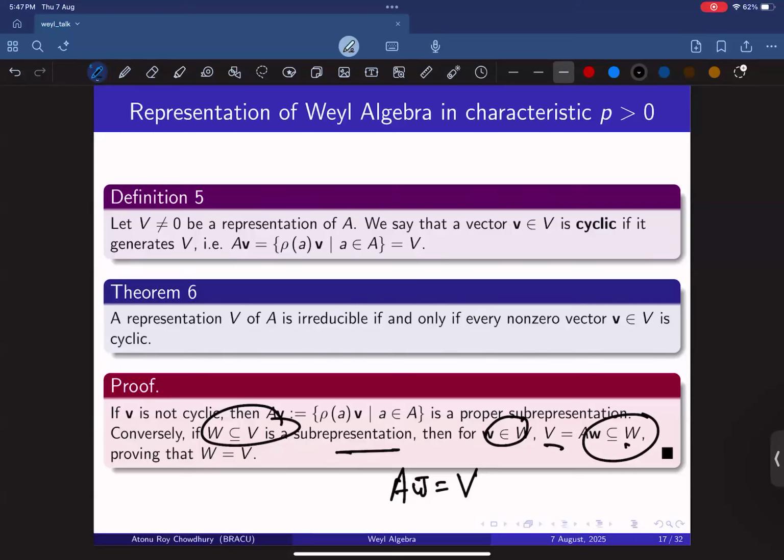So is that clear to everyone? Any question? Okay. So let's move on. What is the point of proving this?